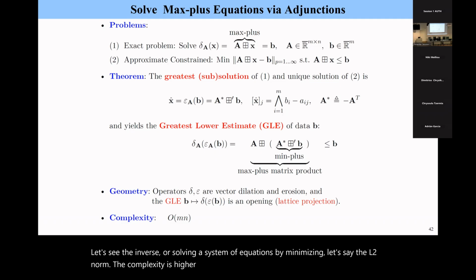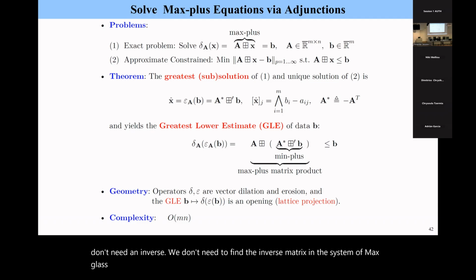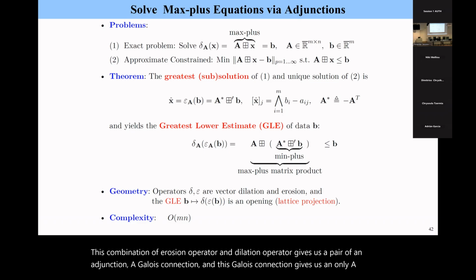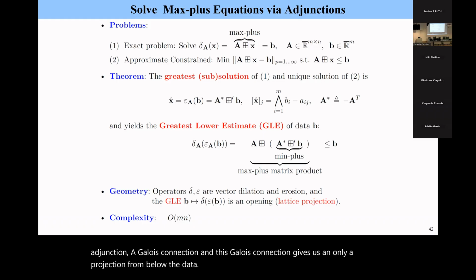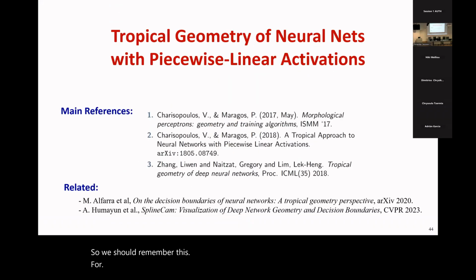So here, what we are saving is we don't need an inverse. We don't need to find the inverse matrix in the system of max plus equations, because this combination of an erosion operator and a dilation operator gives us a pair of an adjunction, a Galois connection, and this Galois connection gives us a nonlinear projection from below of the data. Okay, so we should remember this for the applications that will come right now.